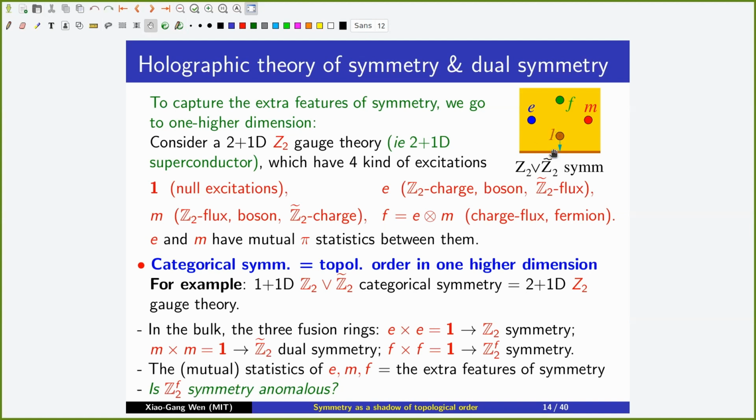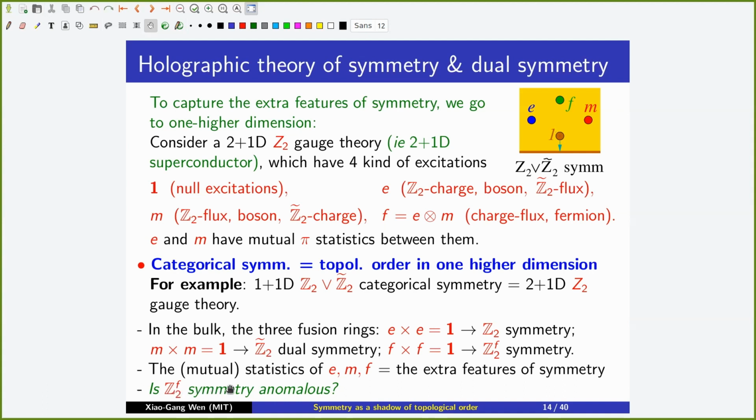And using this holographic picture, we have a more general understanding of anomaly. So in a sense, this Z2F symmetry can be viewed as anomalous. Or maybe you can say it's something else. You can also say this is beyond anomaly, beyond the standard definition of anomaly, but something different.